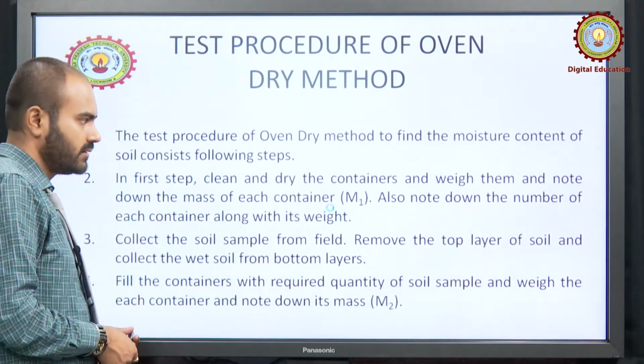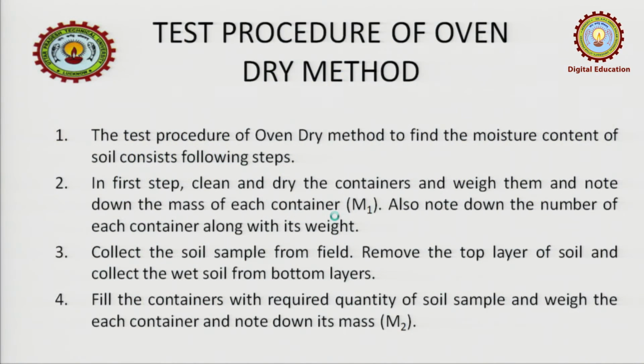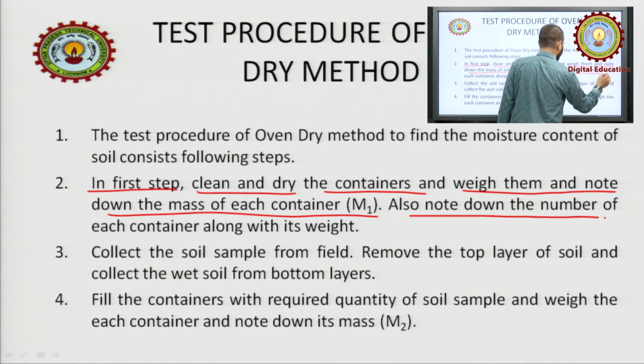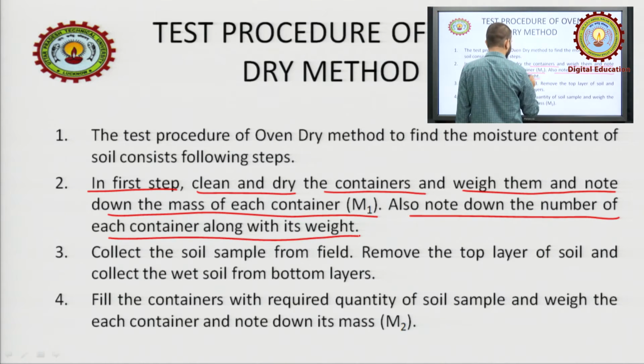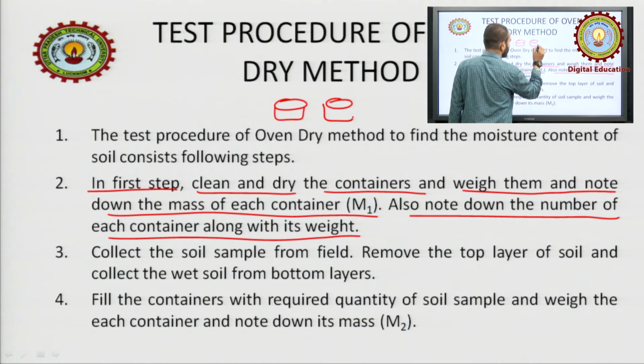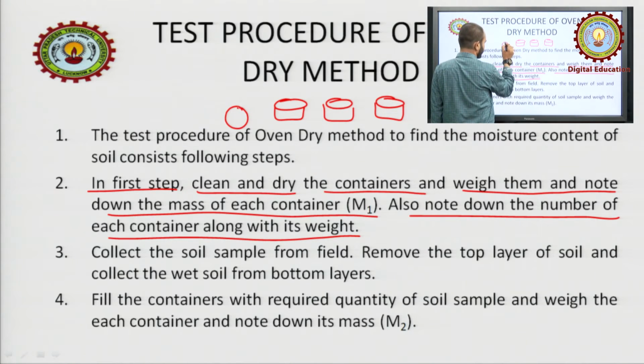Now the test procedure. Let's see how it is done in the lab. First step: clean and dry the containers and weigh them, and note down the mass of each container as M1. Also note down the number of each container along with its weight. What does this mean? You have three containers, and they are numbered: the first one 1, the second one 2, the third one 3, so that we can identify them.